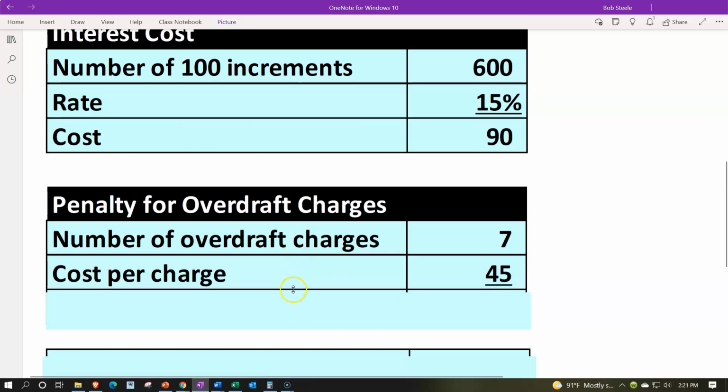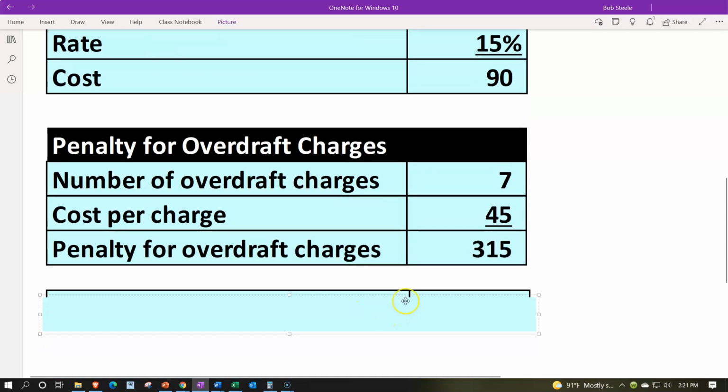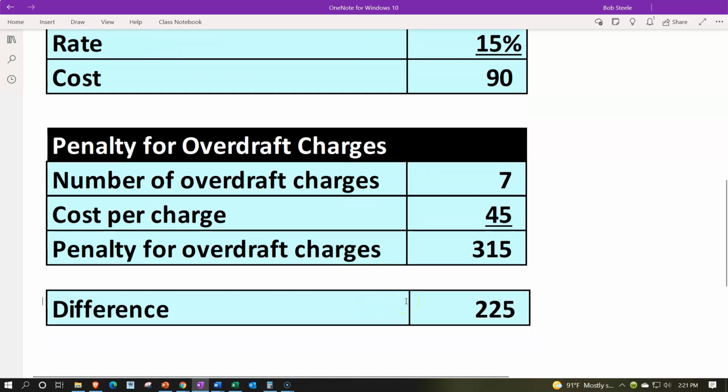So we're going to say $7 times 45 per charge, which in this case would be $315. The difference between the two being the $225. So that's just an example of how the overdraft could function, and some of the benefits of the overdraft.